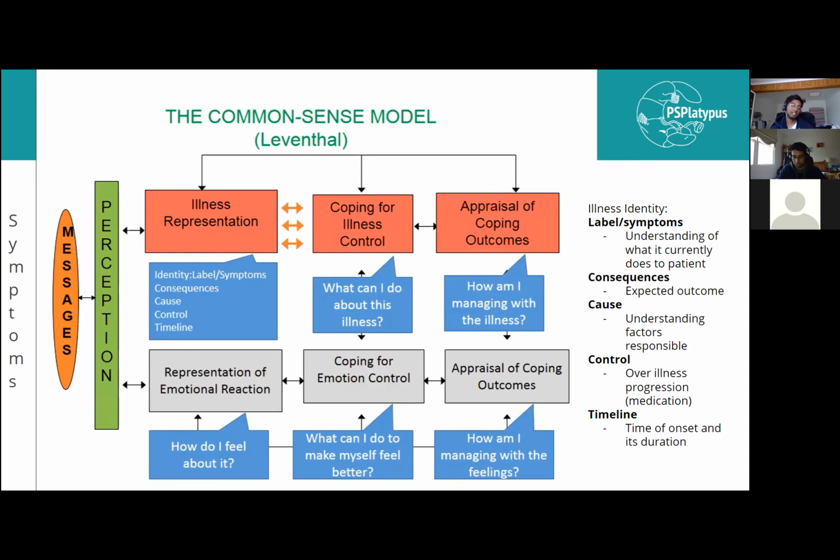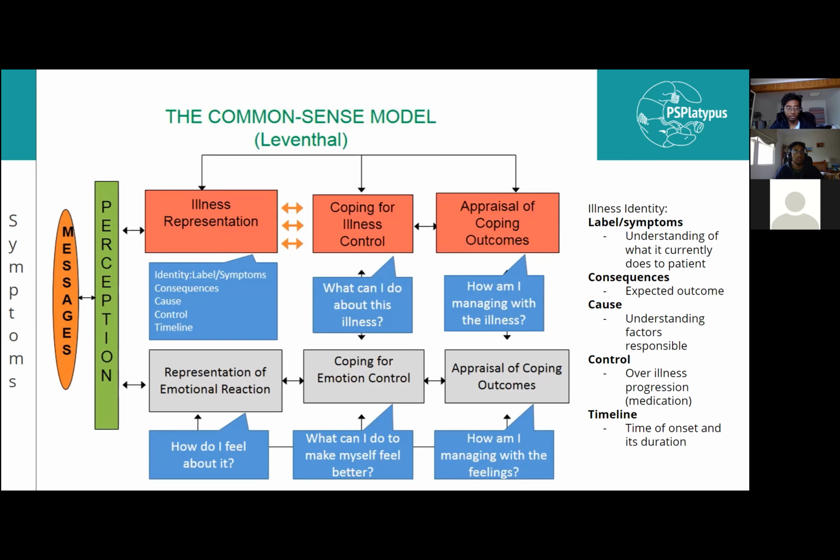And on the top row, we have the physiological understanding of the illness. And in the bottom row, we have emotional understanding. And both are very important when it comes to coping with an illness, since there are practical things to do and also emotional coping to do.